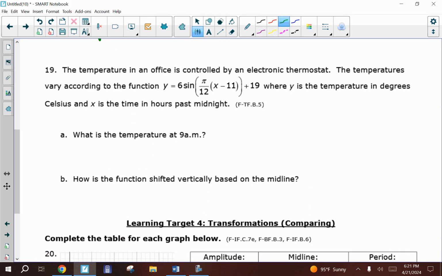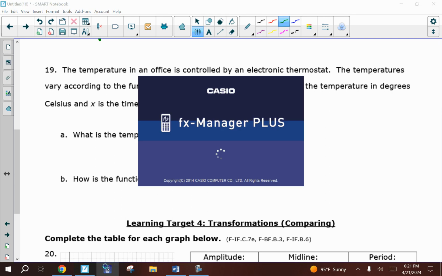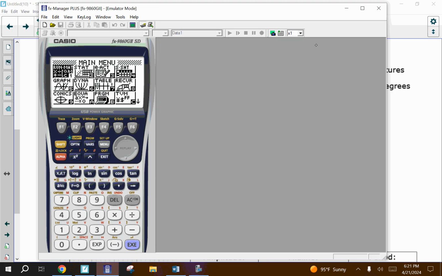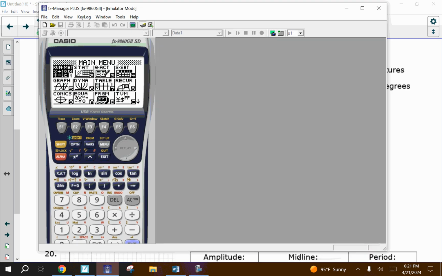Okay, this one says the temperature in an office is controlled by an electronic thermostat. The temperatures vary according to the function, where y is the temperature in degrees Celsius and x is the time passed in hours past midnight. It says, what is the temperature at 9 a.m.? If the time is 9 a.m., that means that 9 hours since midnight has passed. So that means t is equal to 9. We'll have to open up the calculator, because this is a calculator question, and we're going to have to just type it in.